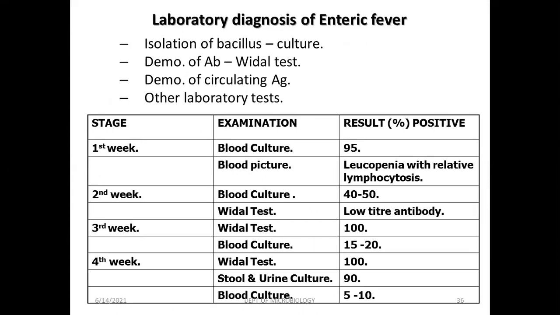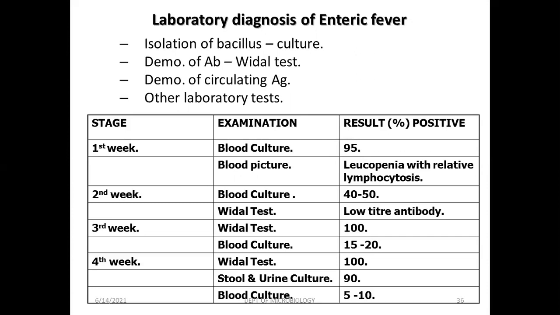For isolation of bacillus, you have to perform culture. For demonstration of antibody, you have to perform serological tests like the Widal test. For demonstration of circulating antigen, immunological and serological tests and other laboratory tests are performed. This is the pattern of laboratory diagnosis of enteric fever. So in the first week, we can collect blood and culture it, and that can give positivity rate up to 95%.